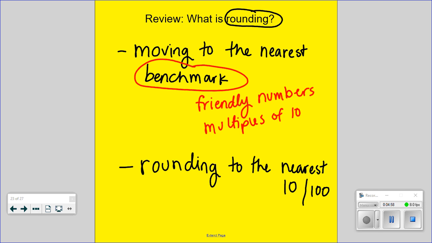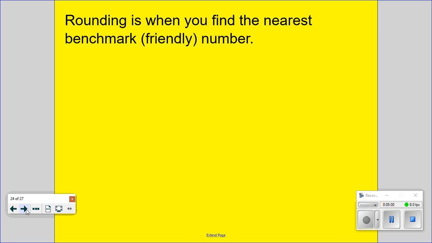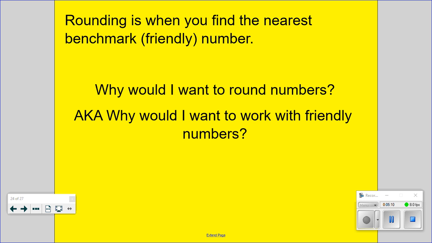Rounding to the nearest one. So rounding is to find the nearest benchmark. That's what we already wrote. We just talked about that friendly number. But why would I want to round? What's the point of that? In other words, why would I want to work with friendly numbers?